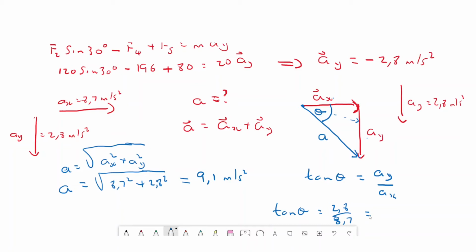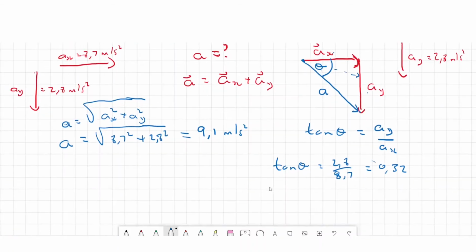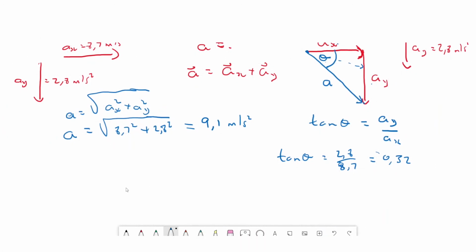So let me just do it. I'll do it like this here. Now, in the next example that I'm going to do, I'm going to skip steps because I have shown you how to go step by step until you get the answer. So for the next ones, I'll be more focused on the principles and the answers. Okay. So this is going to be 2.8 divided by 8.7, and this is 0.32. I'm only doing this once. So it means that tan theta is going to be 0.32. That's what tan theta is.